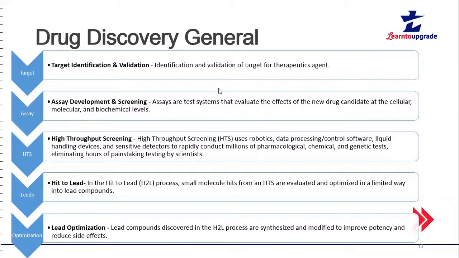So I hope you all went through the entire thing I just mentioned. This is the same thing I explained here. So there is a target identification and validation part, then there is an assay development and screening part, then a high throughput screening part, then hit to lead, and finally lead optimization. So this is for your reading purpose. Whatever I have just explained is all written in the same way. You can see all the steps mentioned here one by one.